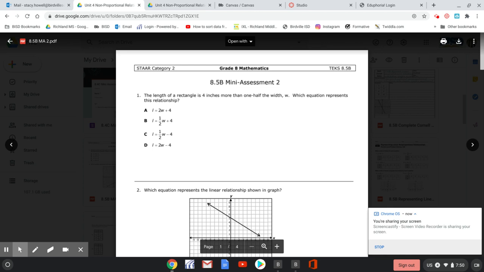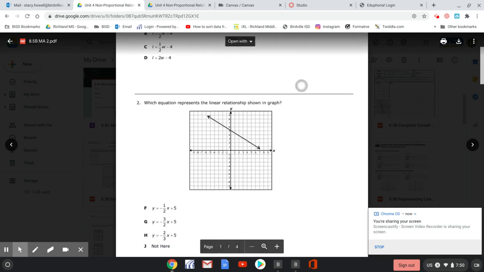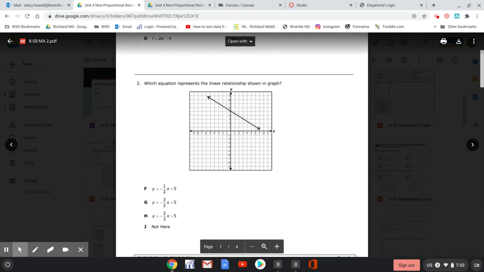Last try. I'm going to work this with you with a video, so maybe this will make it easier for those that are not understanding what we're doing. We're going to start with number 2, and we're going to put this in the form of y equals mx plus b. Okay?